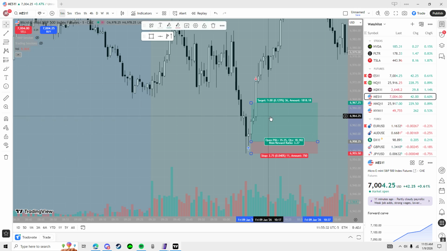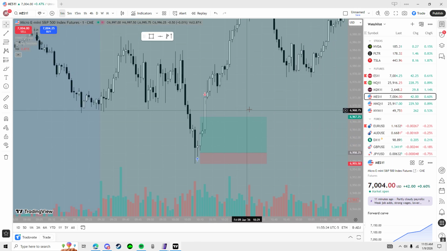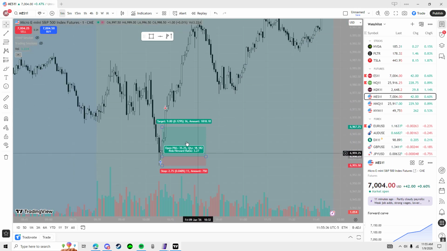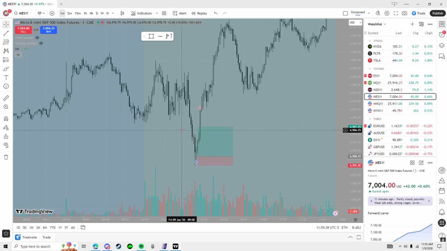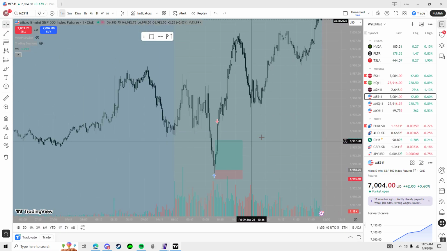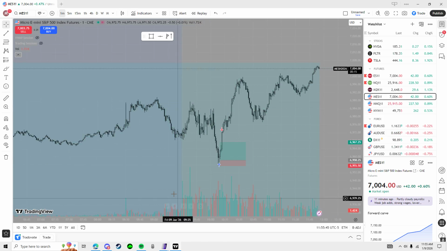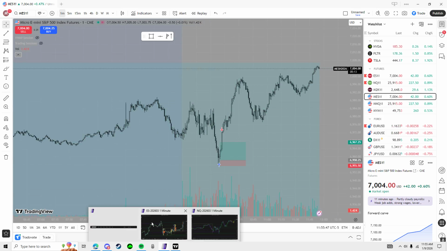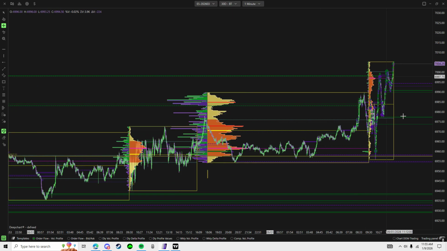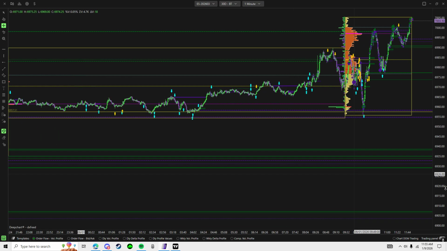So I'll go over the confluences I used, why I took this trade, and why I did not hold this longer when I probably could have. Not the full amount, but just a little micro could have worked in a situation. So let's go over the confluences here.